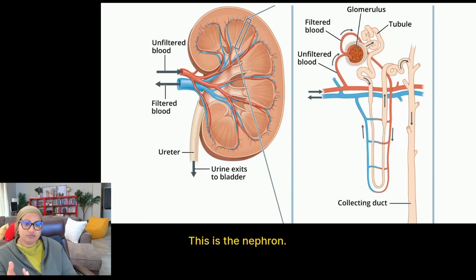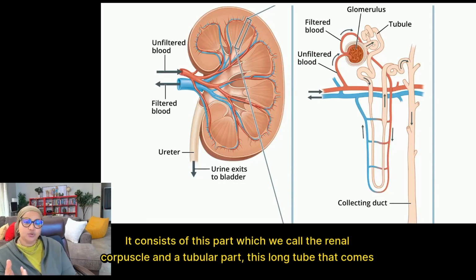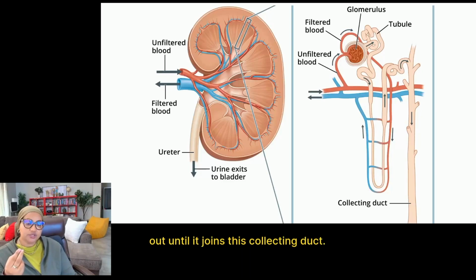This is the nephron. This is one nephron. It consists of this part, which we call the renal corpuscle, and a tubular part, this long tube that comes out until it joins this collecting duct. We call it the renal tubule.